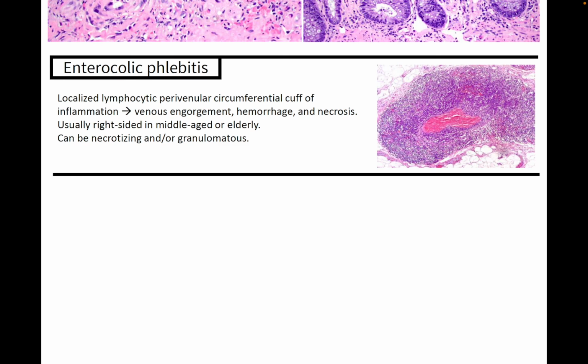So the last entity is enterocolic phlebitis, which is a localized lymphocytic perivenular circumferential cuff of inflammation that leads to venous engorgement, hemorrhage, and necrosis. This is usually right-sided in the middle-aged or elderly, and it can be necrotizing and/or granulomatous.